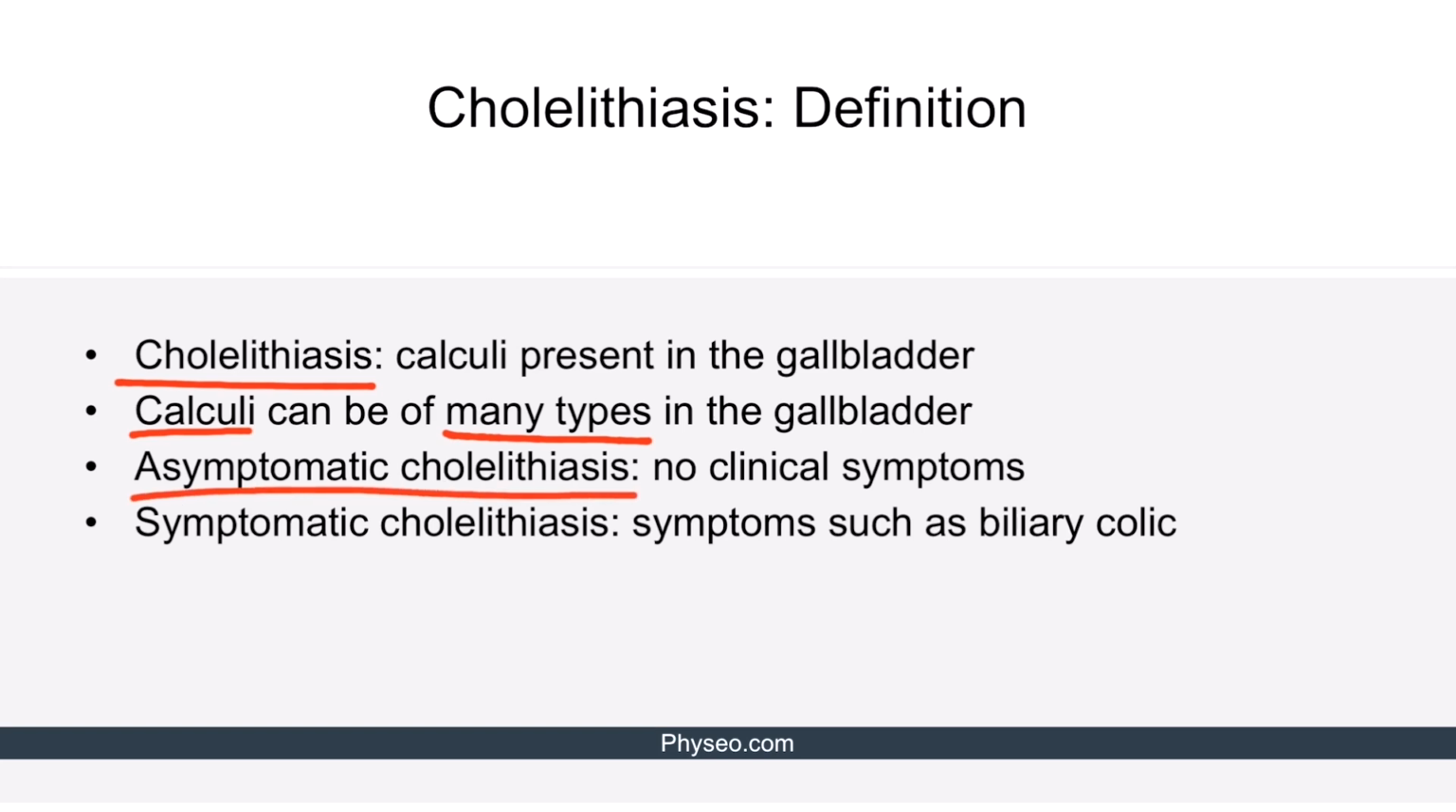Asymptomatic cholelithiasis occurs when stones are present in the gallbladder, but the stones do not cause any clinical symptoms. These patients are identified incidentally during routine examinations. Symptomatic cholelithiasis, as the name indicates, is a clinical diagnosis that occurs when the stones in the gallbladder cause symptoms such as biliary colic. It can be called uncomplicated if it is not associated with signs and symptoms of cholecystitis, cholangitis, or choledocholithiasis, which will be discussed later.